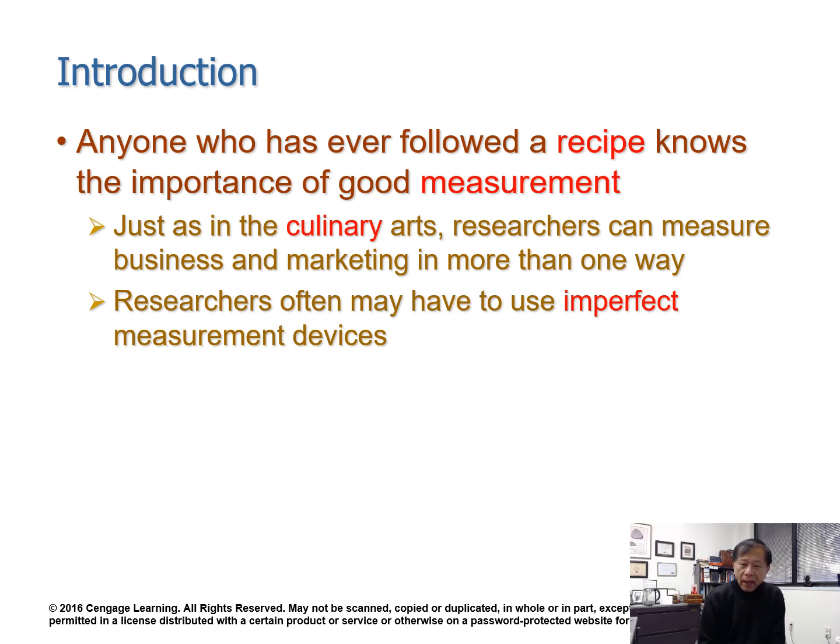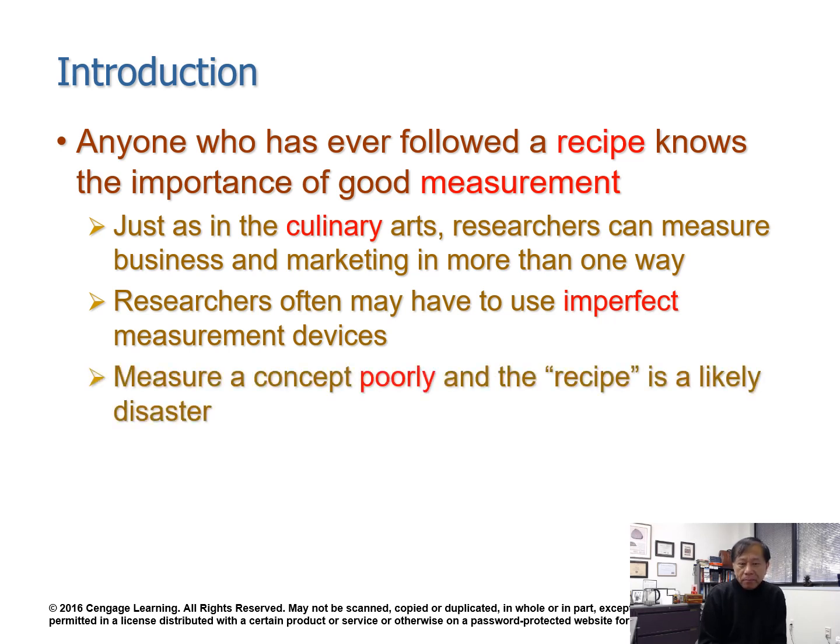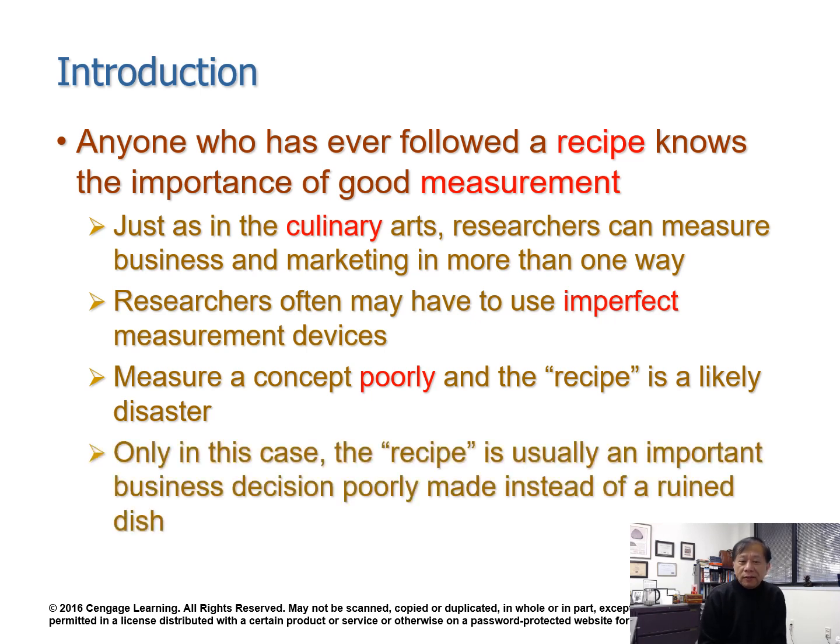Researchers often may have to use imperfect measurement devices because of complexity. We may not have the perfect measurement device like a scale or a spoon or a cup, right? Measure a concept poorly and the recipe is likely a disaster. I'm sure you can see that. Only in this case, the recipe is usually an important business decision poorly made instead of a ruined dish.